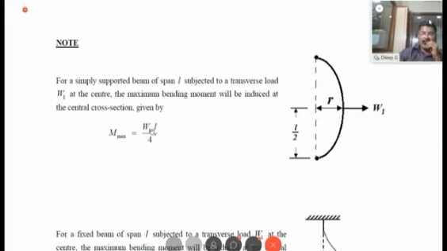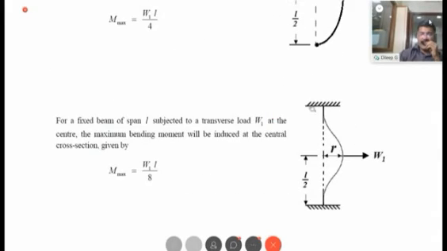M max is W1 into L divided by 4 if it is a simply supported shaft or a simply supported beam. I'll explain once again. If you have a simply supported beam of span L, and if you apply a transverse load W1 at its middle, the maximum bending moment will be induced at the central cross section, which is given by M max is equal to W1 into L divided by 4.